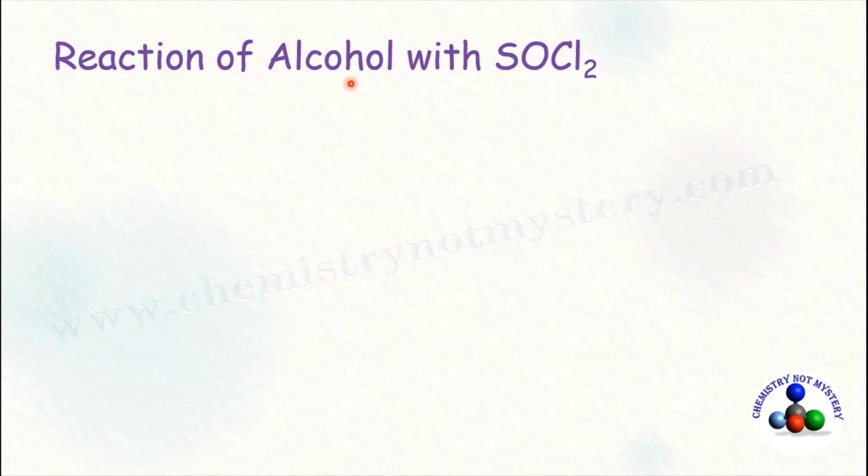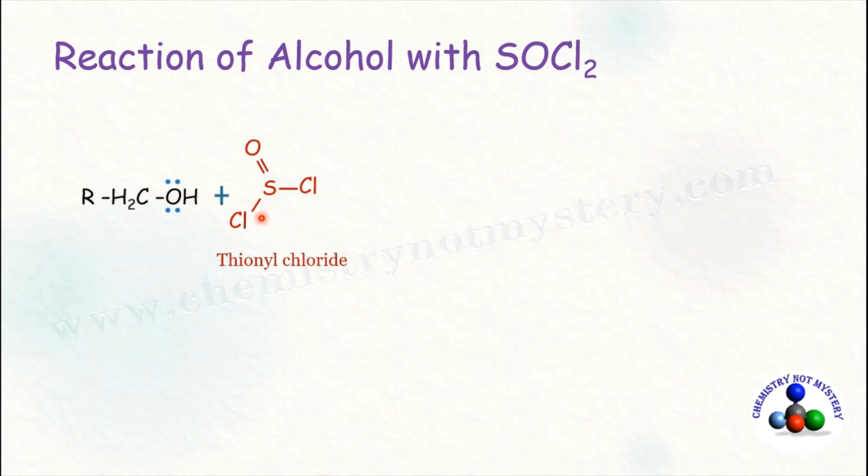Now come to the next reaction, of alcohol with the SOCl2 molecule. When alcohol reacts with thionyl chloride or SOCl2, like phosphorus, sulfur also has a vacant orbital. So it can also accept a lone pair from oxygen. So when oxygen donates a lone pair to sulfur, it expels Cl in the form of Cl negative ion. And as a result, oxygen will develop a positive charge.